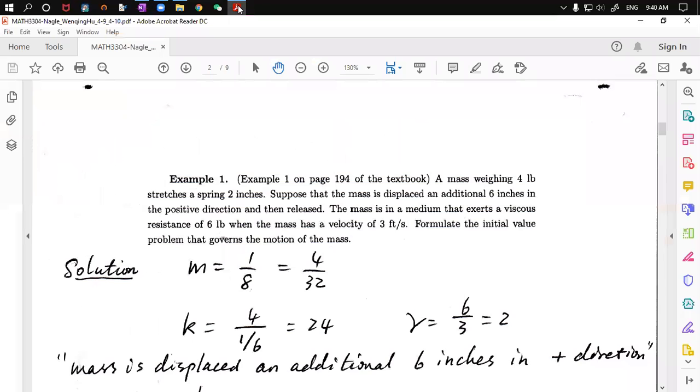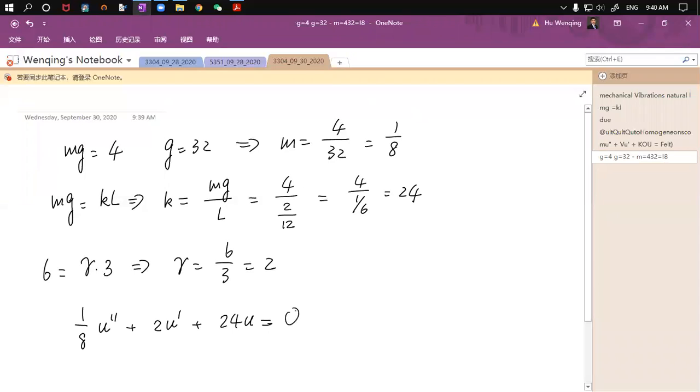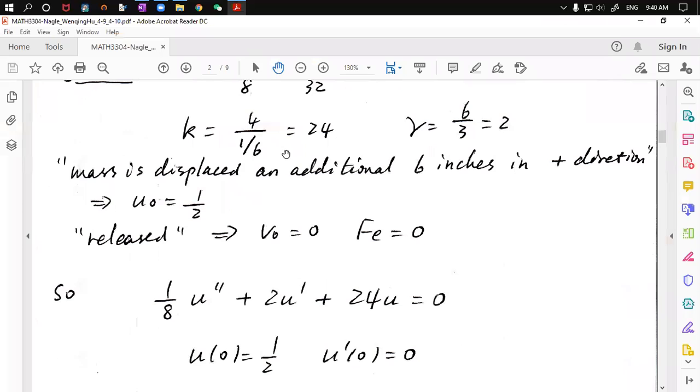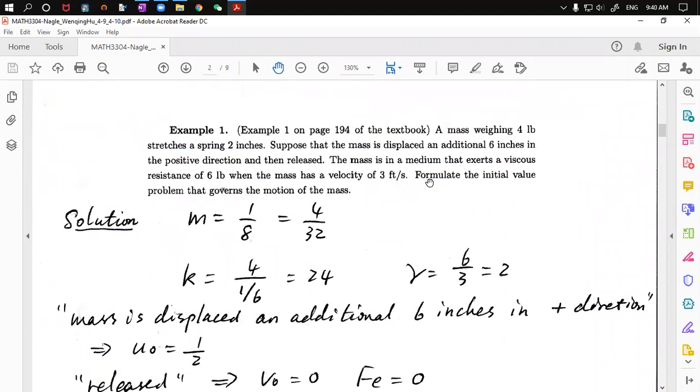Is there any external forcing in the problem? You didn't see it, right? It says that you're just going to release it. Therefore, the external forcing is 0, and that gives you the differential equation you're looking for. Is that good for everybody? But this is not enough, because it says initial value problem, so you must give the initial values, which means the initial position. The initial position is an additional 6 inches in the positive direction, which means downwards.